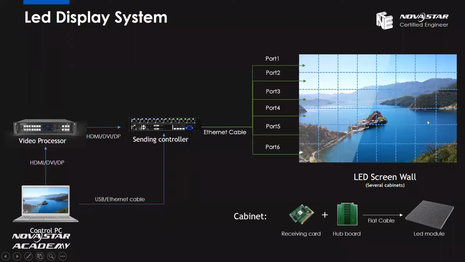Regarding the LED display, it is composed of many LED cabinets. And we know in each cabinet, there is a receiving card and a hub card connected to the LED module through the flat cable. Okay, so this is the basic structure of the LED control system. All these factors can be the possible reasons that can cause the blackout issue.